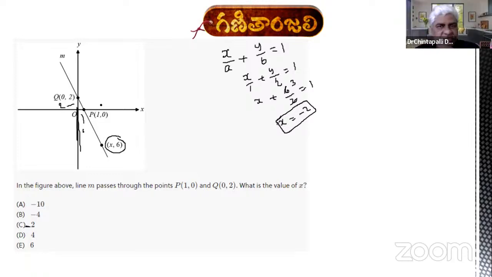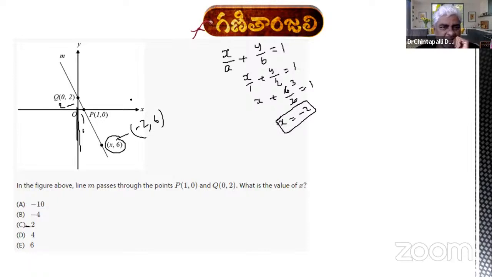Just wait. Is there any mistake? x by 1 plus y by b is equal to 1. No, x plus y by 2 is equal to 1. The point x comma 6. x plus 6 by 2, that is x plus 3. So x is equal to minus 2. So it is minus 2 comma 6.